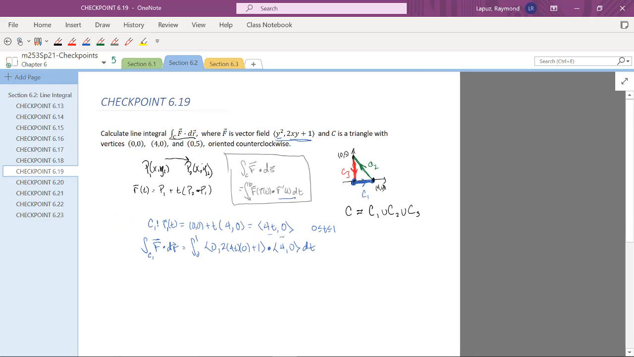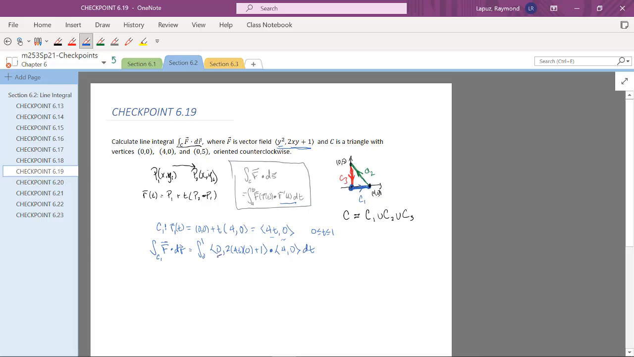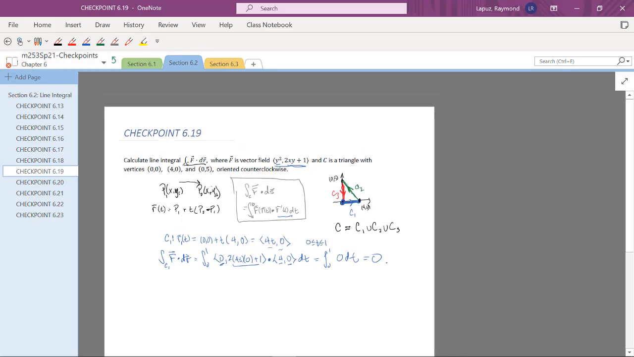All right. When we take the dot product, we will have 0 times 4 and 1 times 0. So that's just going to be 0. So this is the integral from 0 to 1 of 0 dt. This is just going to be 0, and we're done with this first curve. Now let's take the second curve. Let's call that one C2.